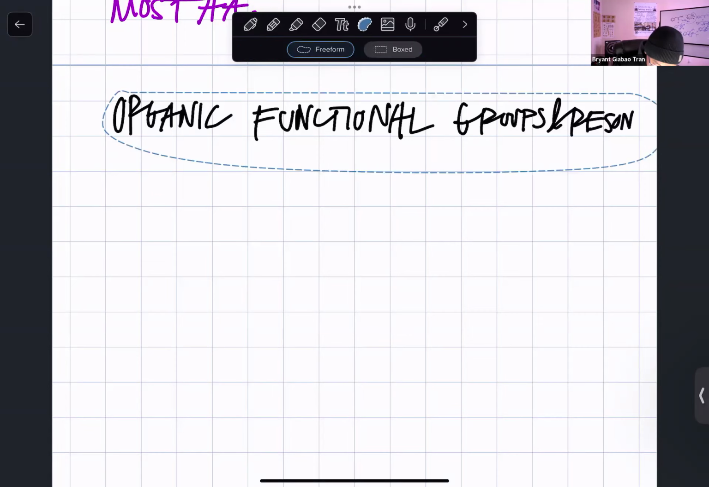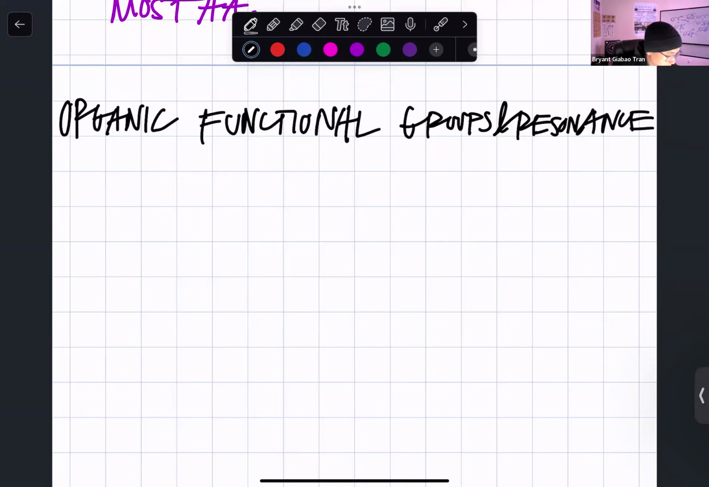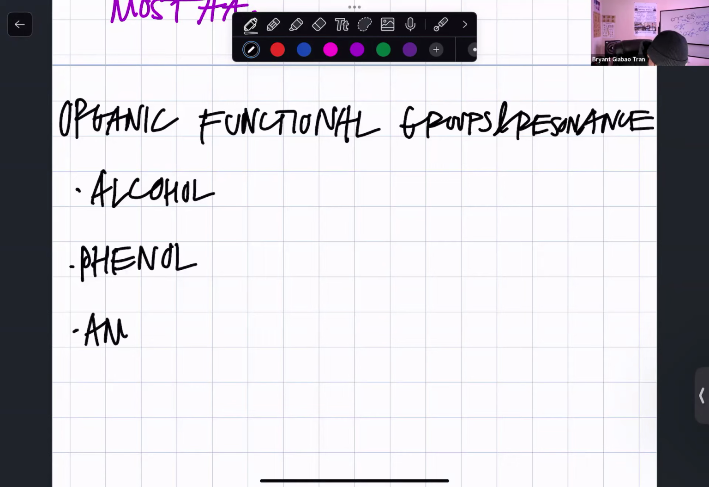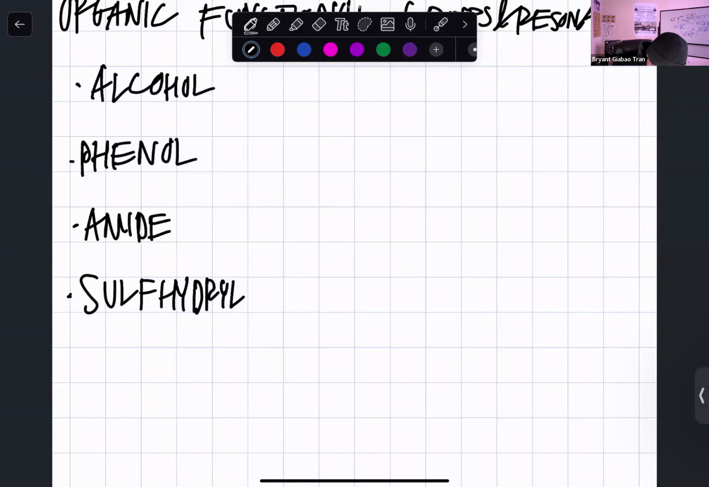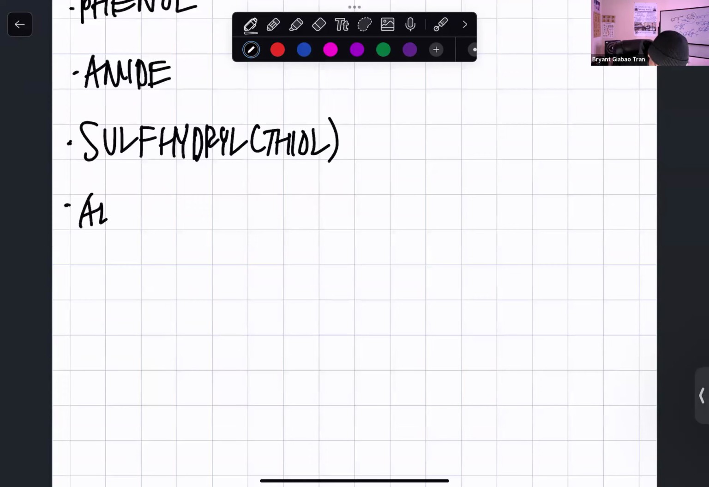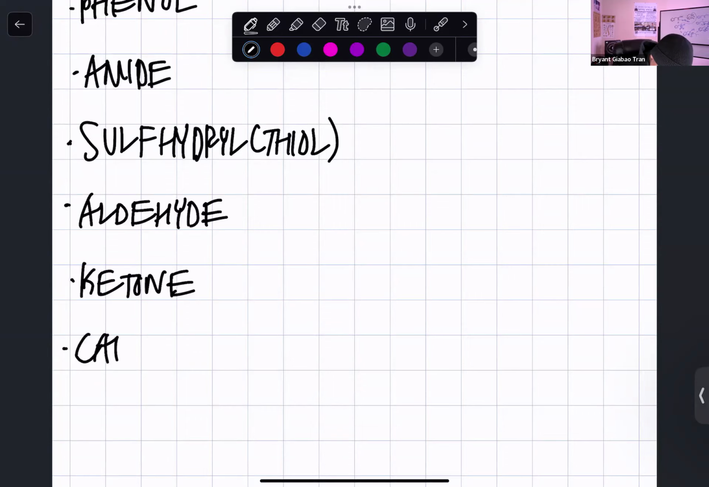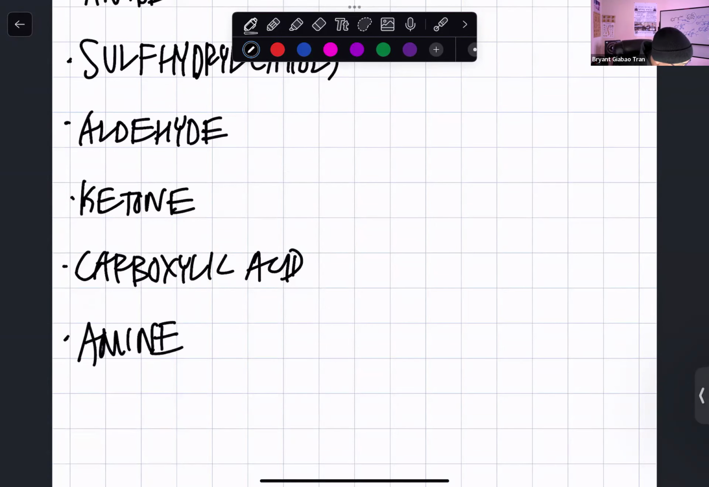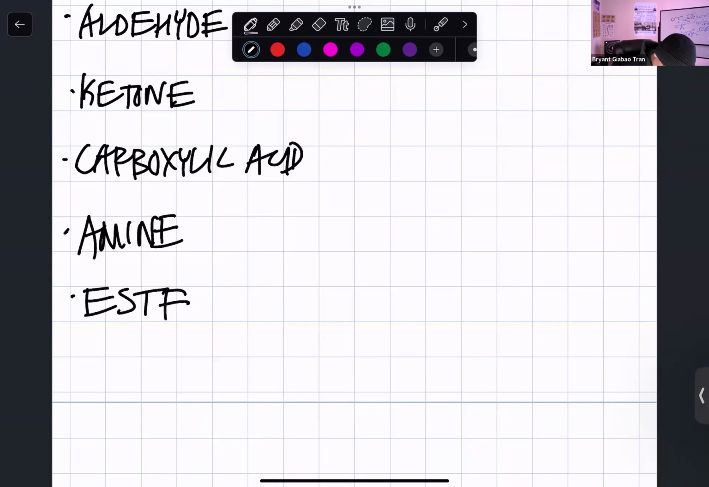So some organic functional groups that you need to recognize are going to be alcohol, phenol, amide, sulfhydryl, aka thiol, aldehyde, ketone, carboxylic acid, amine, ester, right? Where I'm going to draw out the shapes of these now.